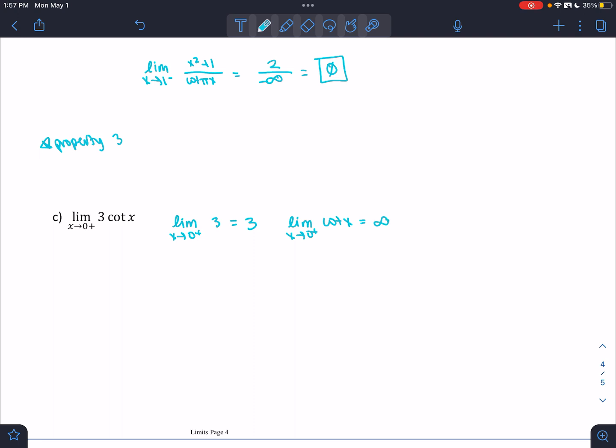This is a product, so we multiply those two limits together. The limit as x approaches 0 from the right of 3 cotangent x is 3 times infinity, which is just more infinity.